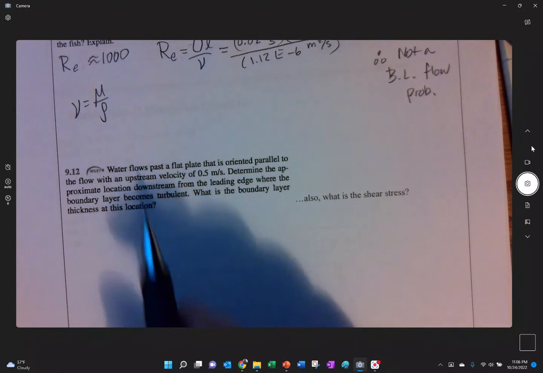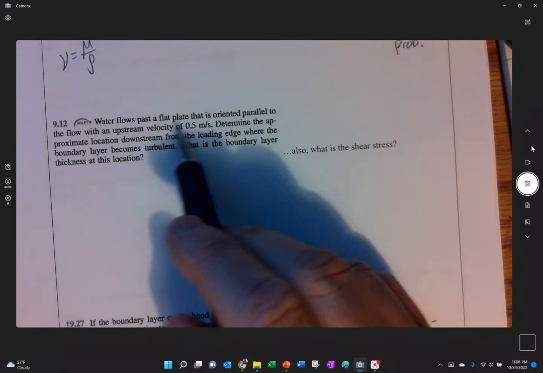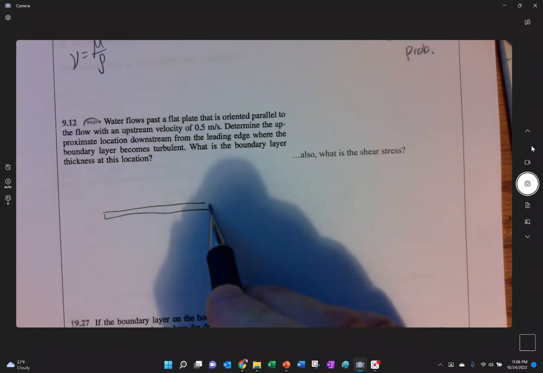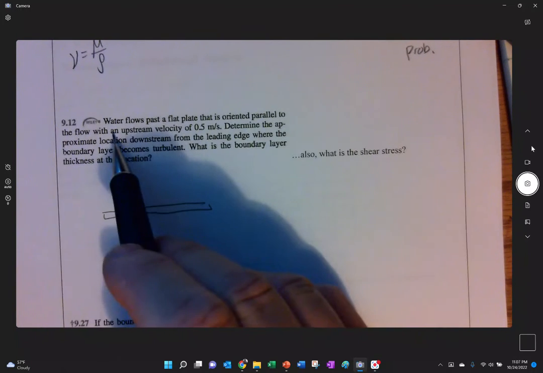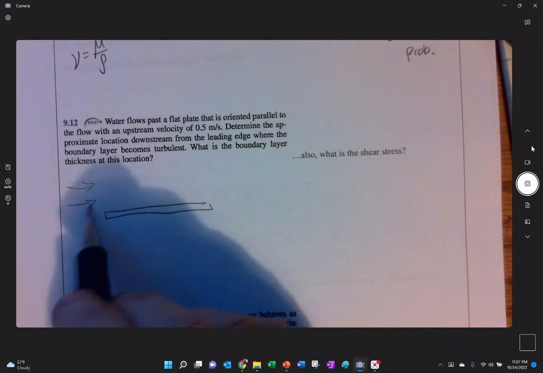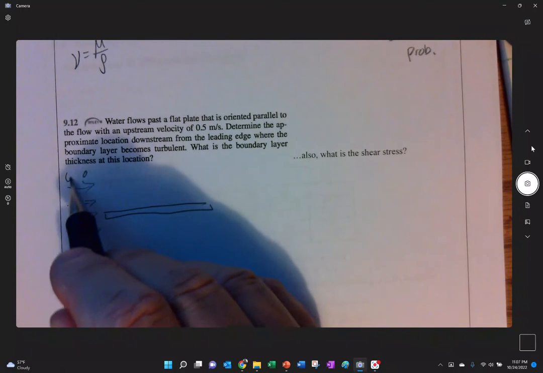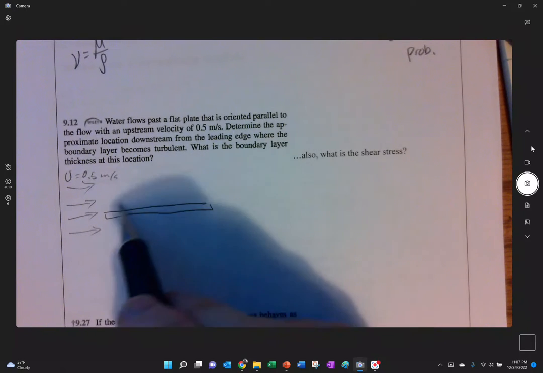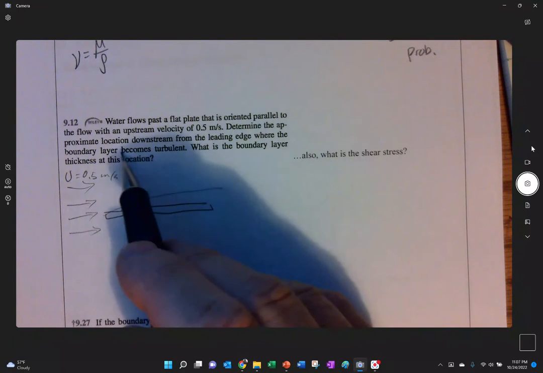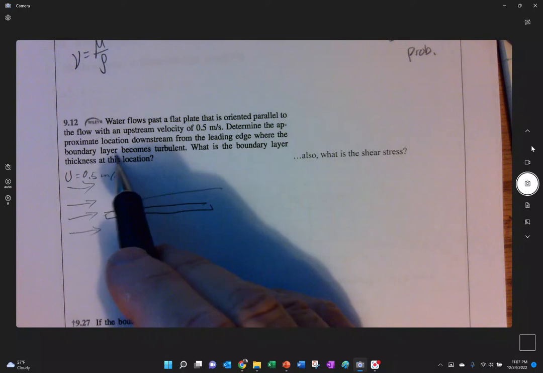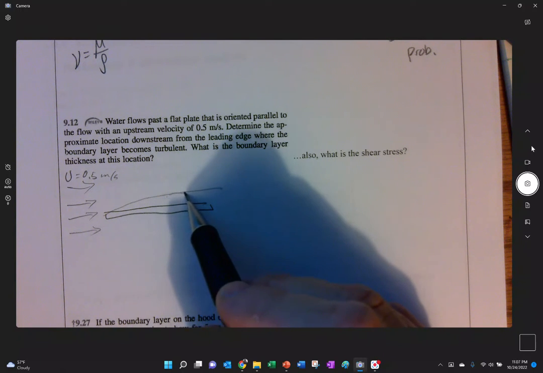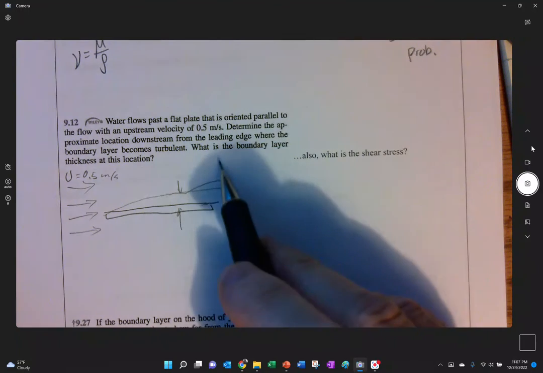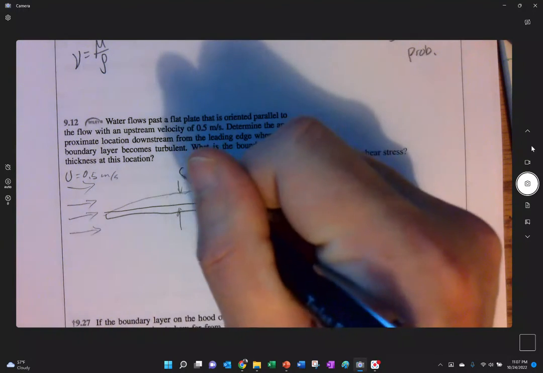Okay, here we have another problem. Water flows past a flat plate that is oriented parallel, so we're going this way. The flow upstream is big U, 0.5 meters per second. We want to determine the approximate location from the leading edge where the boundary layer becomes turbulent. They showed it growing, so we want to find this place right here.